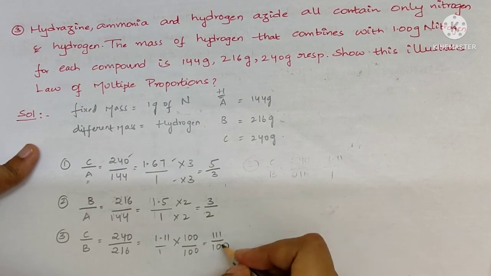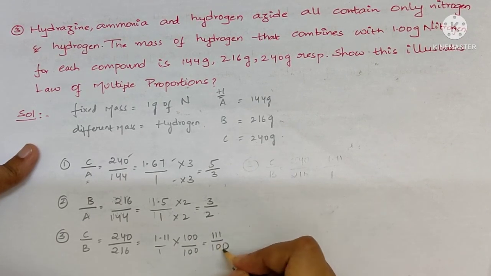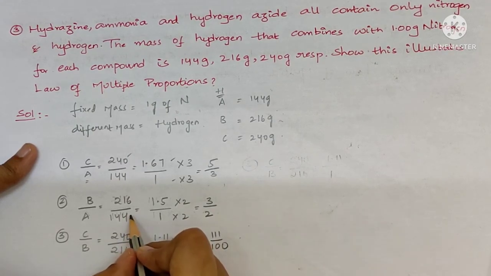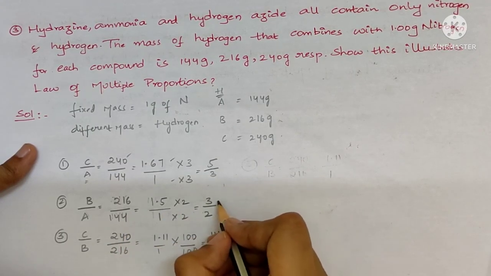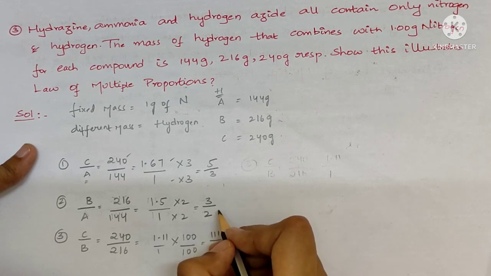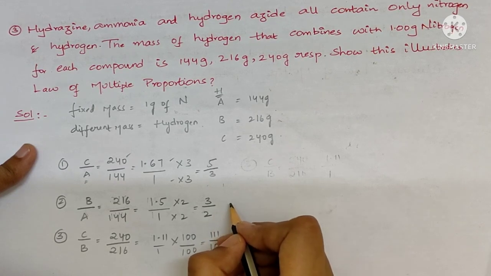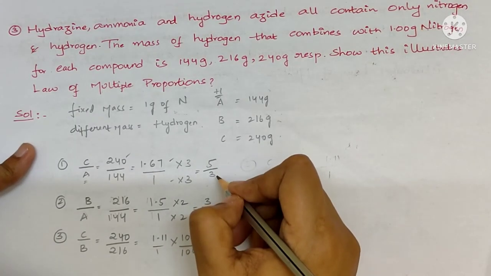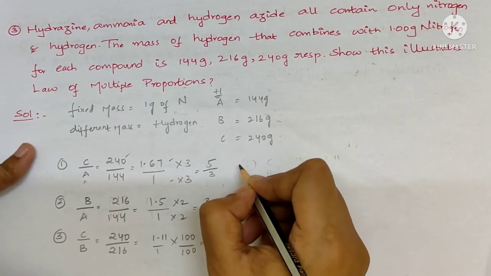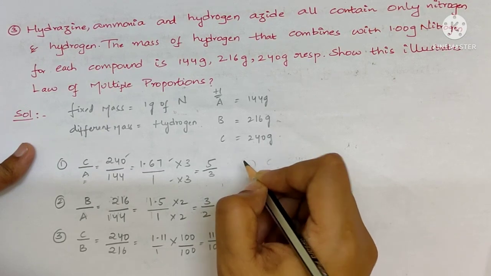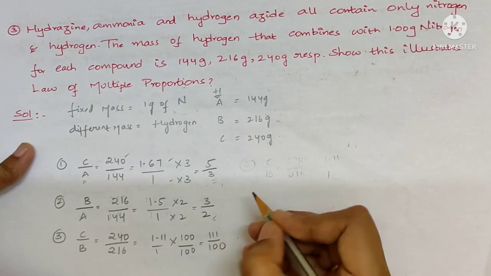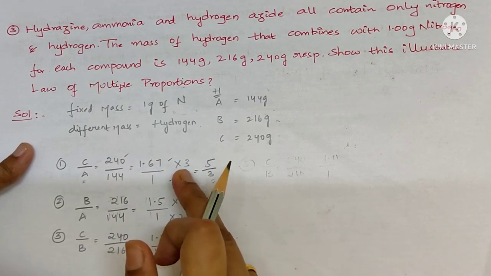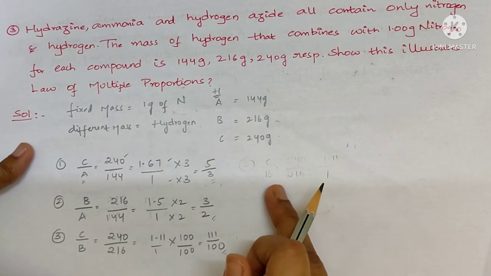So the ratio of hydrogen is 111 by 100 when combined with 1 gram of nitrogen. In the second case, the ratio of hydrogen is 3:2 when combined with 1 gram of nitrogen. And in the first case, the ratio of hydrogen is 5 by 3 when combined with 1 gram of nitrogen. So here finally we got whole number ratios. So we can say that this problem illustrates the law of multiple proportions.